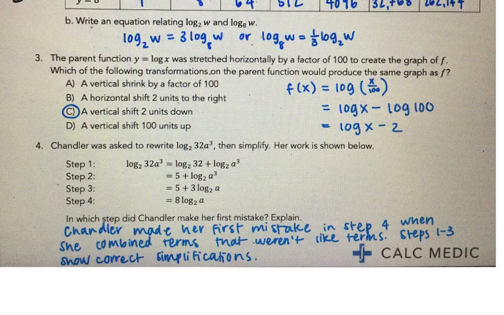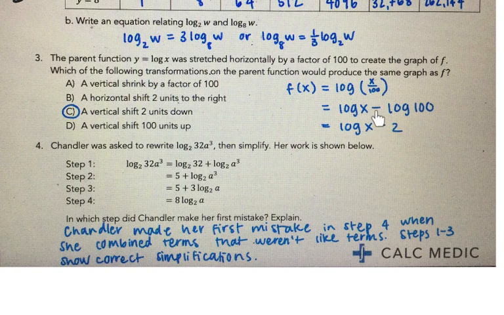3, a parent function y equals log of x was stretched horizontally by a factor of 100 to create a graph of f. Which of the following transformations on a parent function would produce the same? So if I've got a horizontal stretch by 100, horizontal is happening on the inside. Inside does the opposite of what we think it should do. So if I'm stretching by 100, that means I'm dividing by 100. And so then what they want you to see here is I have division in the argument. I can rewrite that as subtraction of the logs.